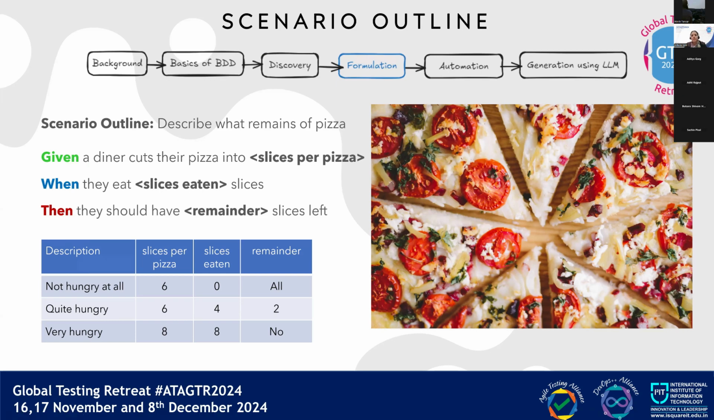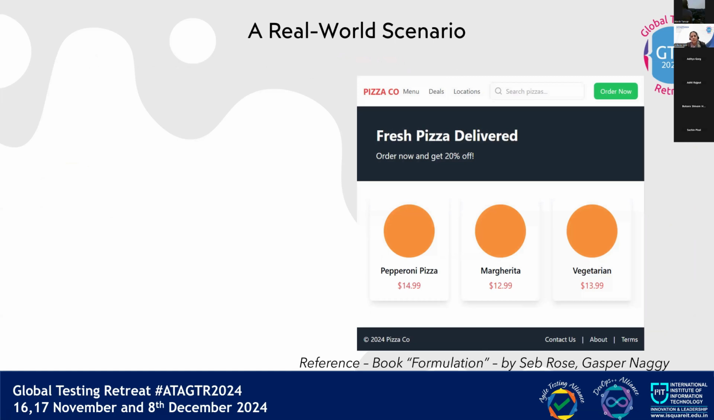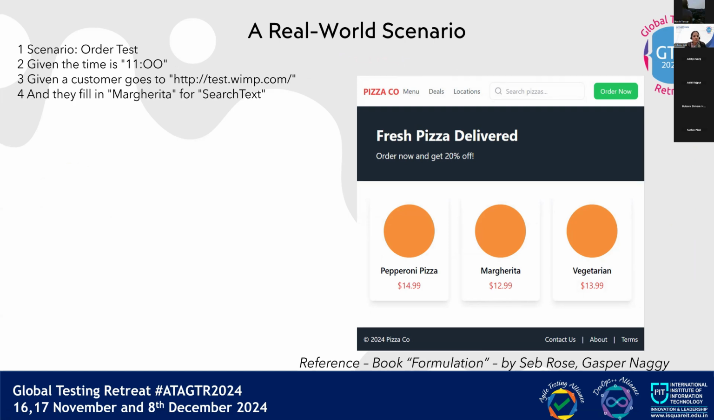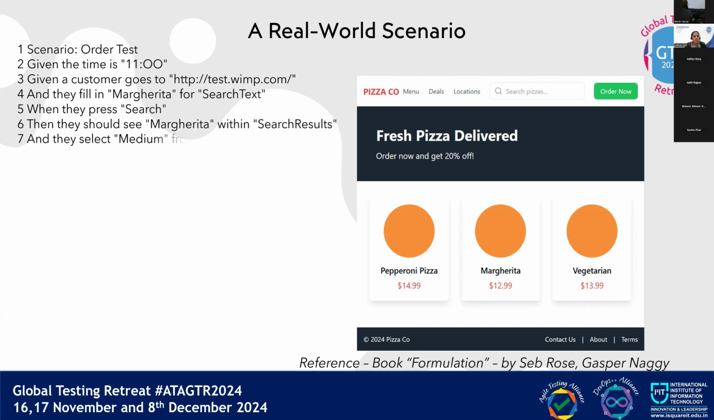Let's look at real world scenarios. This is a pizza delivery application. And let's look at one of the scenarios that has been written for it. It says the scenario name is order test. Given time is 11. There is a website to browse. Search for margarita, press search. Then you get the search result.